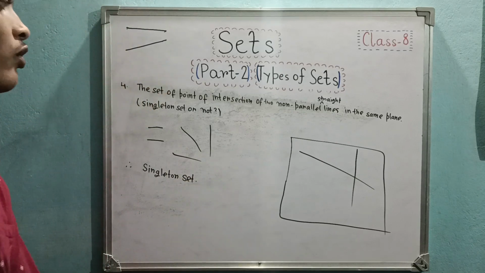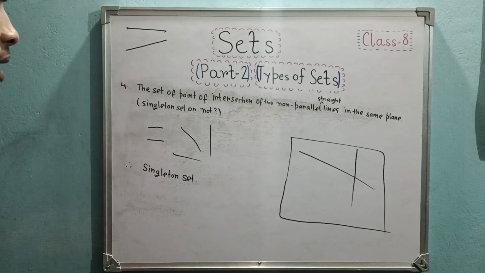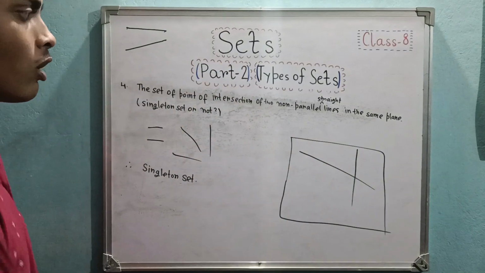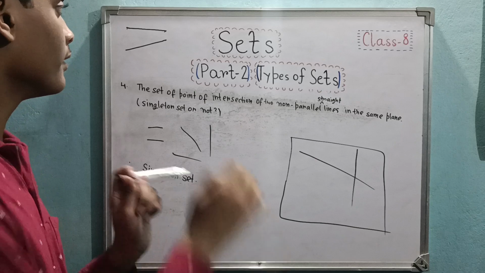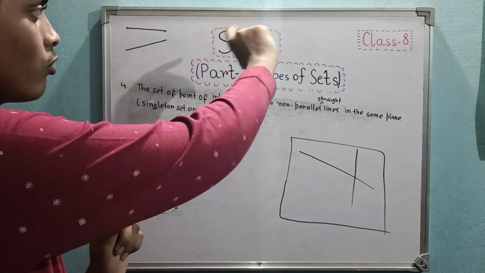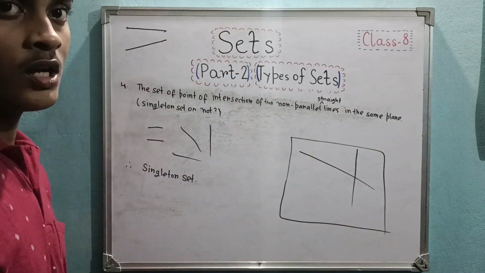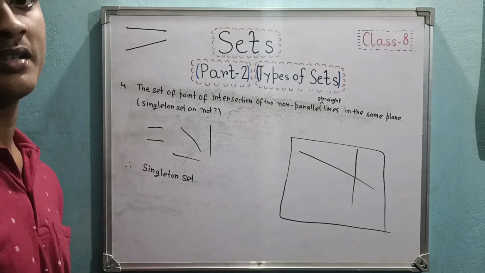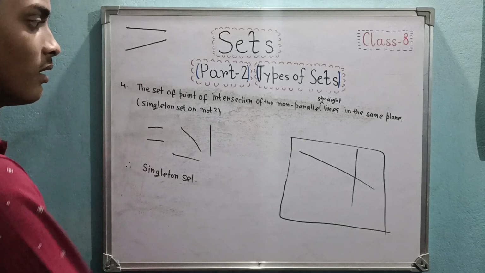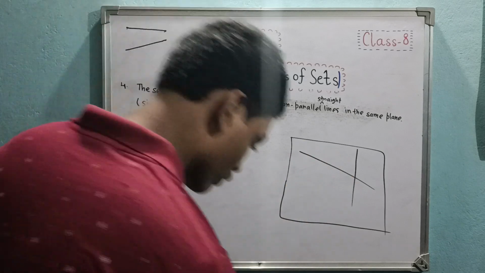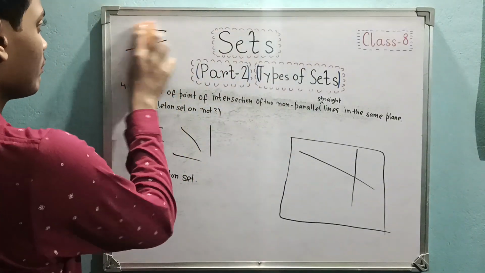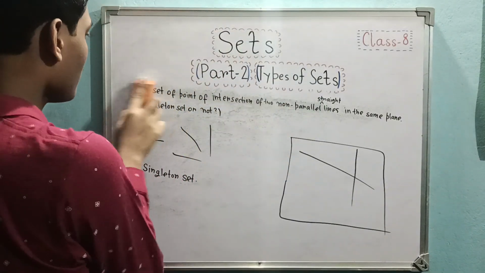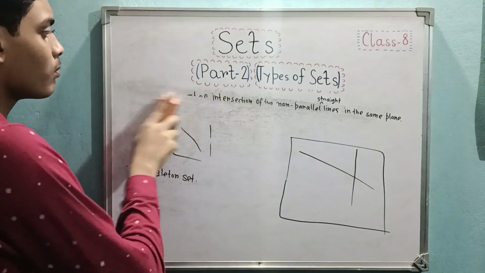Understood? A set which has only one element. That's it. And we saw here any two non-parallel lines in any direction only meet at one point. They don't meet twice or thrice. Two parallel lines never meet. Remember that. So that's how we got to the answer of this question. Let's see a few more sums on singleton sets, then we will proceed to our next type.